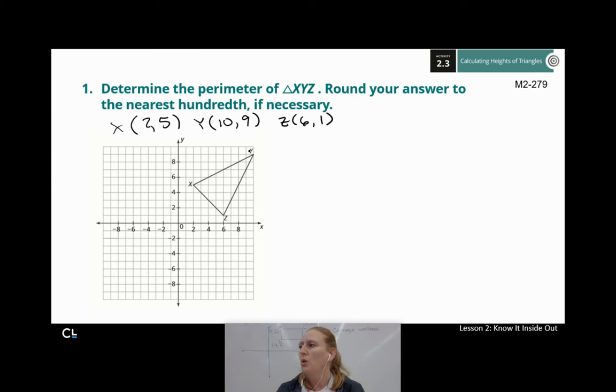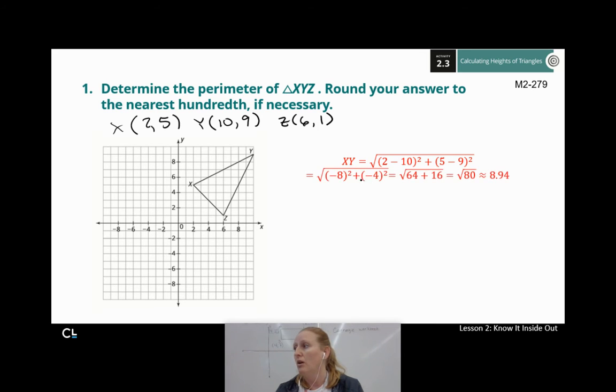So from X to Y, we'll subtract our x's, 2 minus 10, and subtract our y's, 5 minus 9. Of course, 2 minus 10 is -8, and 5 minus 9 is -4. If we square those, we get 64 and 16, which together is 80. And I rounded to the nearest hundredth. It's about 8.94. So there's side XY.